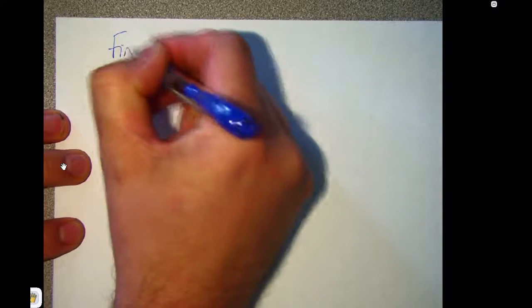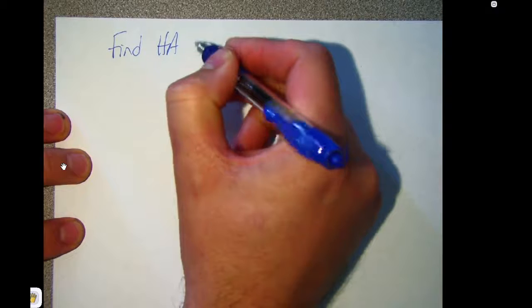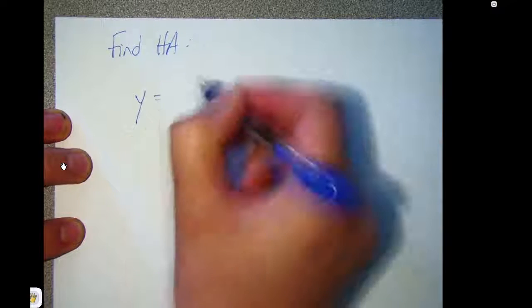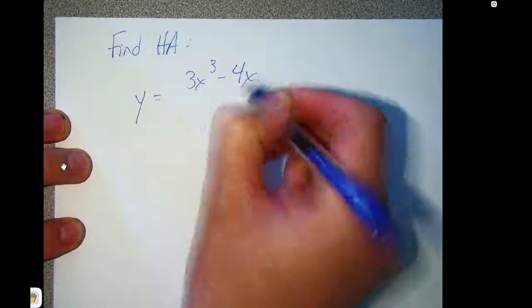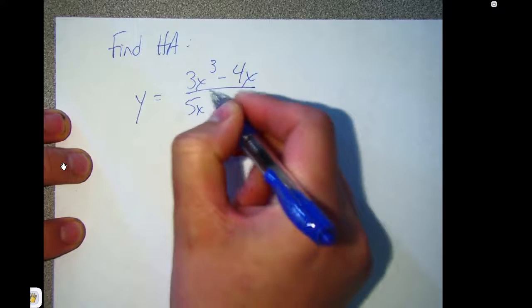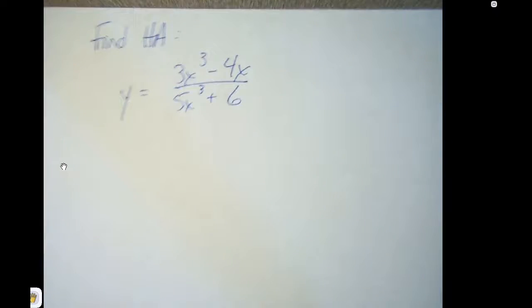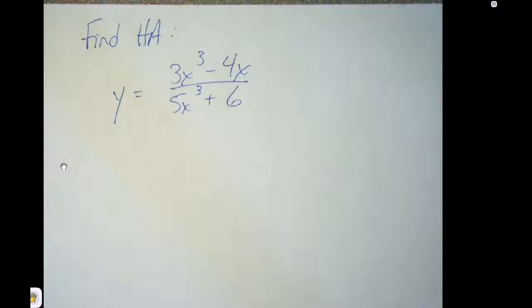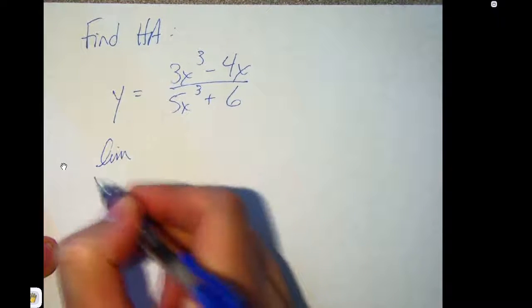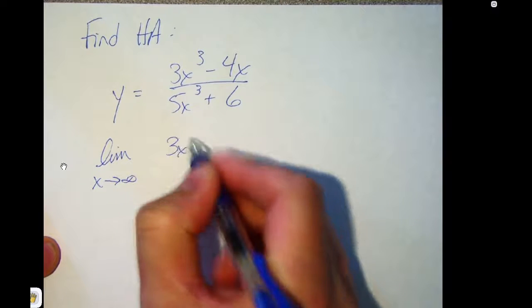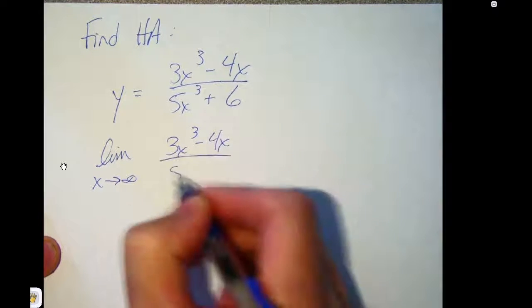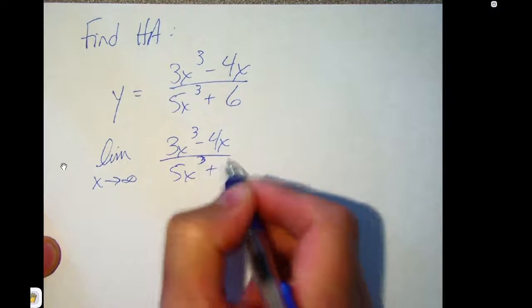Let's say find horizontal asymptotes, and I give you this equation: y equals 3x to the third minus 4x over 5x to the third plus 6. So you've got to keep in mind horizontal asymptotes and limits at the extreme x values are the same thing. So if I want horizontal asymptotes, this is exactly the same as if I told you find the limit as x approaches infinity of that equation.